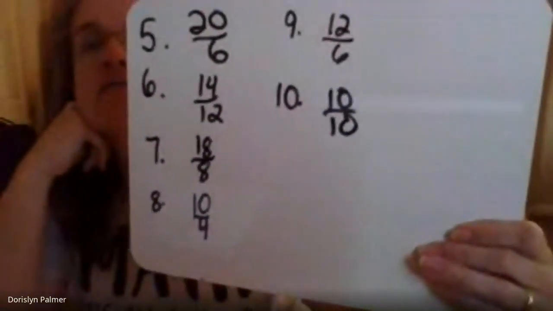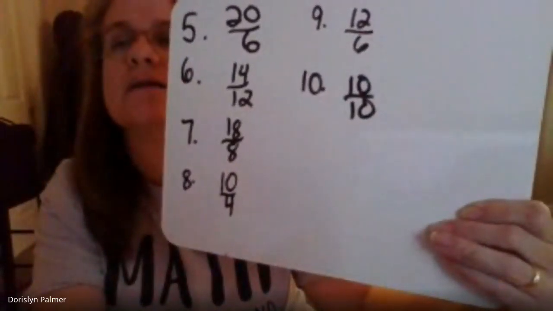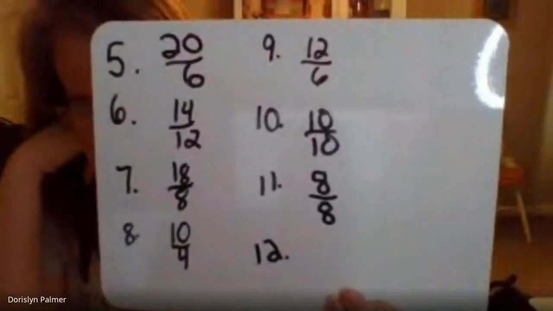Okay. Number 11, Aaron. 4 times 2/8. 8/8. Good.